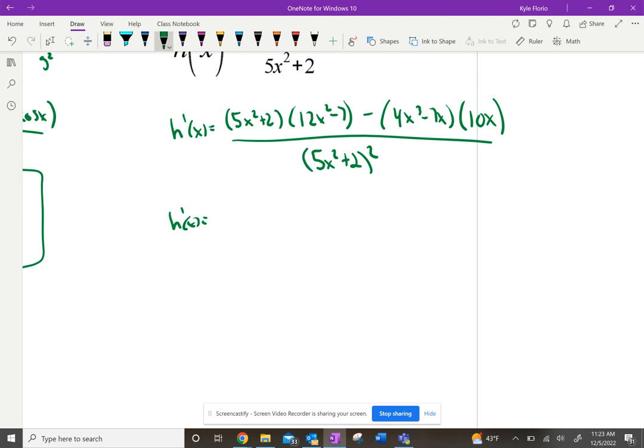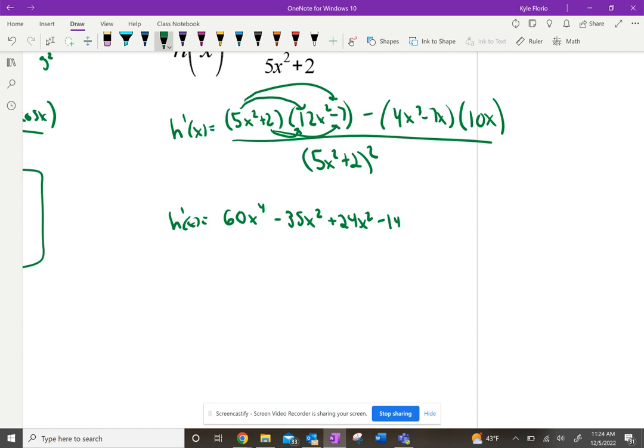All right, cool beans. We're going to just FOIL these out, combine like terms, and circle it. So here's all the algebra. 5x squared times 12x squared is 60x to the fourth. 5x squared times negative 7 is going to be negative 35x squared. 2 times 12x squared is 24x squared, and 2 times negative 7 is negative 14.